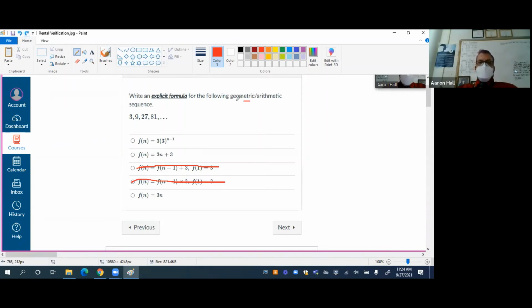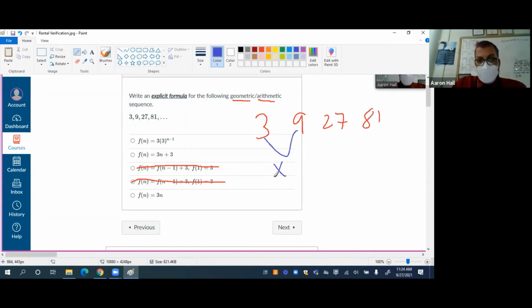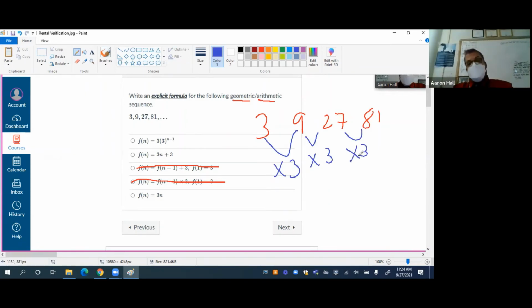Is this geometric or arithmetic? How do you know it's geometric? It has a common ratio. We have 3, 9, 27, 81. We are multiplying by a common ratio, so that means it has to be geometric, which means I can rule out all of them except for what? This one here has to be what? Arithmetic or geometric? Arithmetic, and this one? Arithmetic. You can rule both of those out already.